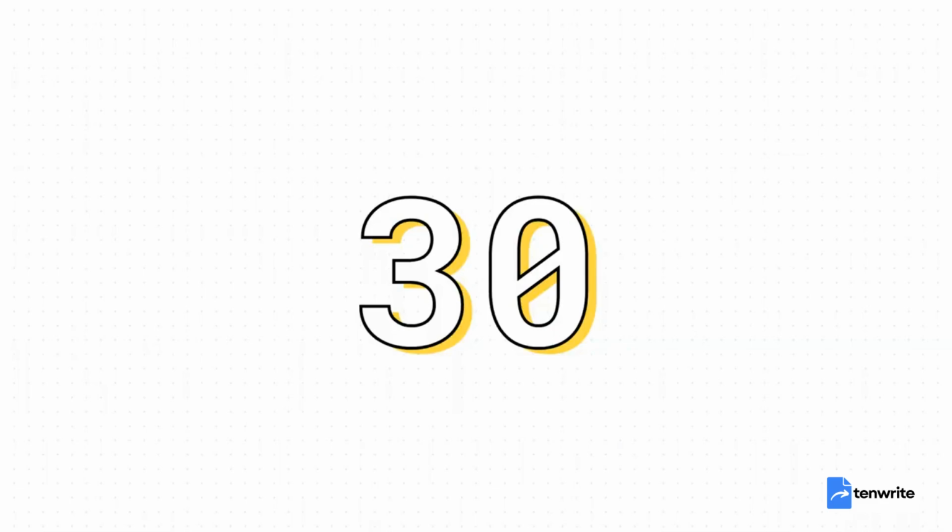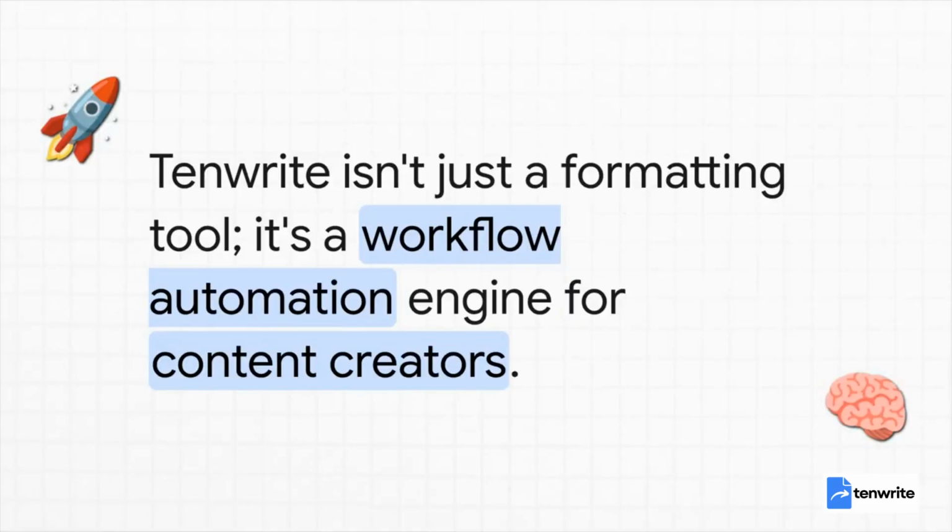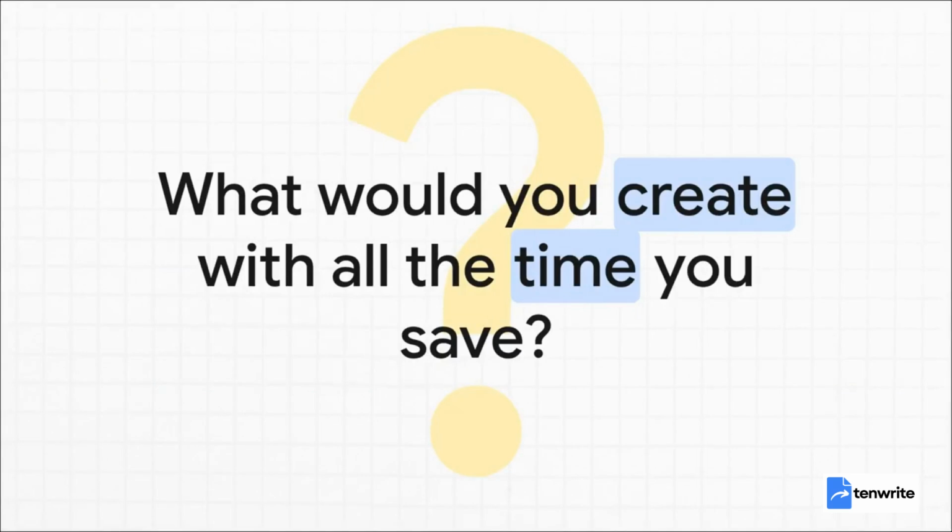It's pretty amazing. So here's the big takeaway. When you look at all these pieces together, the automation, the front matter, the different publishing methods, it becomes obvious that Tenwrite is trying to be so much more than just a formatting tool. It's really positioning itself as a full-blown workflow automation engine that's built to destroy the biggest bottleneck in content creation. And that really brings us to the final, and maybe the most important question of all. If you could get back all those hours you waste copying, pasting, and fixing, what would you actually do with that time? What new ideas, what new projects, what amazing new content would you finally have the space to create?